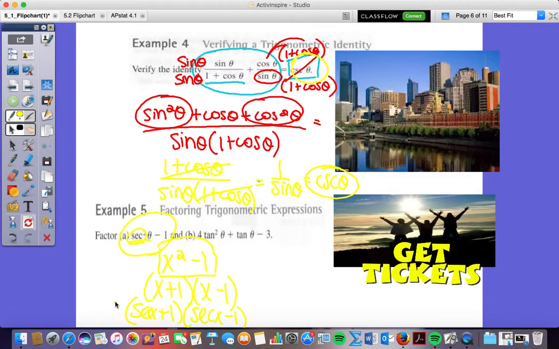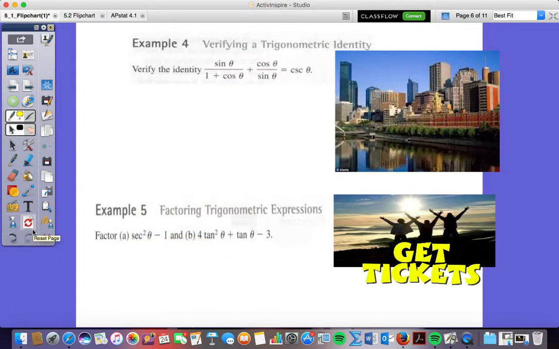Y'all are rolling in the tickets. I love it. All right, look at the next one here. I'll be honest, this next one's tough.